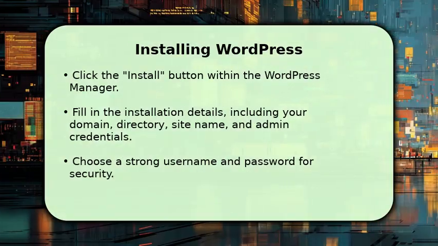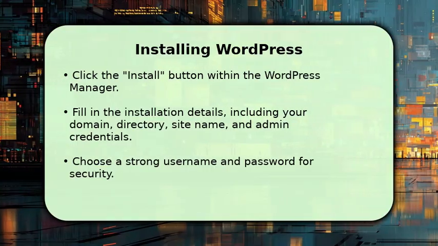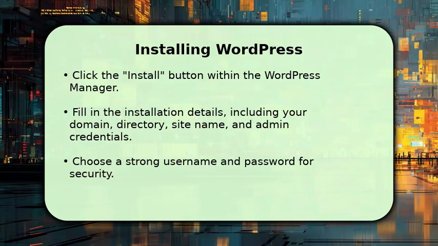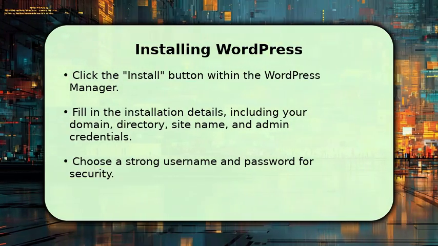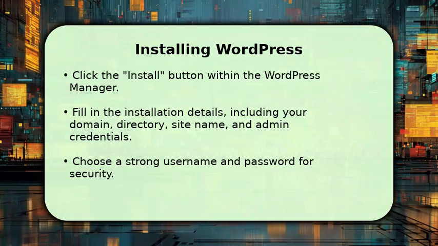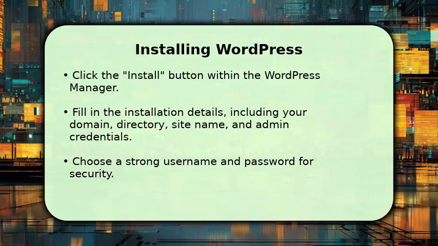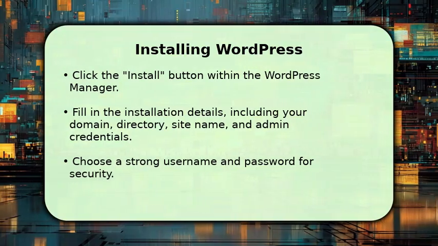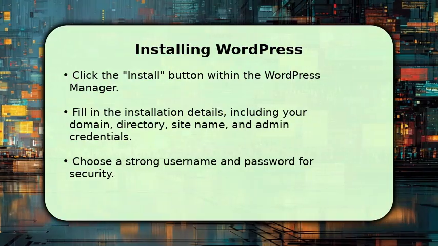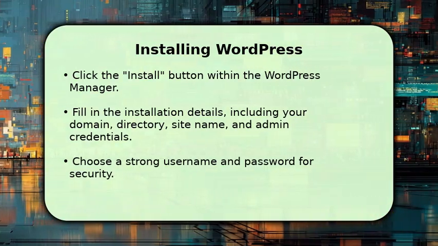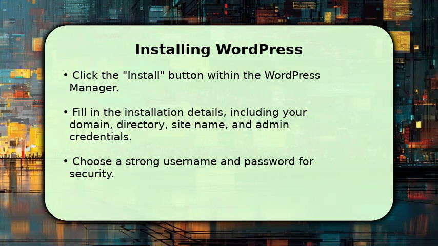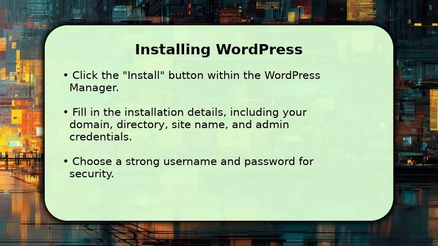To install WordPress, simply click the Install button within the WordPress Manager. You'll then be prompted to fill in a few crucial installation details. This includes selecting your domain, choosing a directory if needed, and setting your site name. Most importantly, create a strong, unique username and password for your administrative access to ensure robust security. After providing these details, complete the installation process with just a few clicks, and your new WordPress site will be ready in under 1 minute.